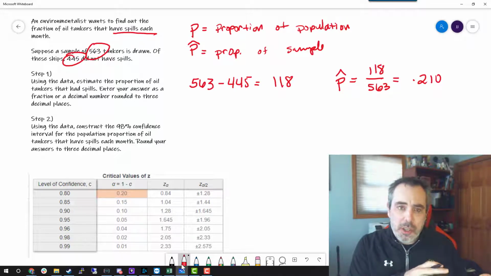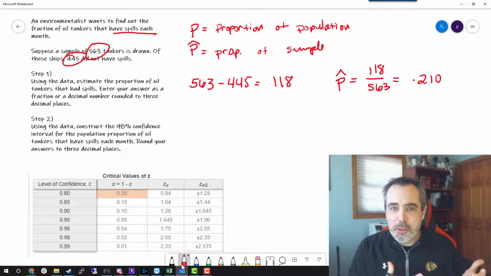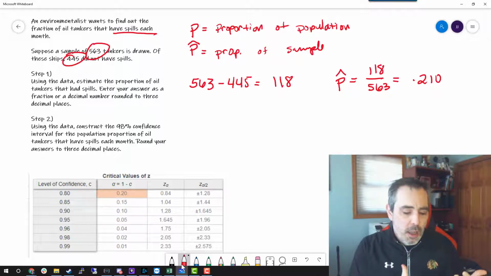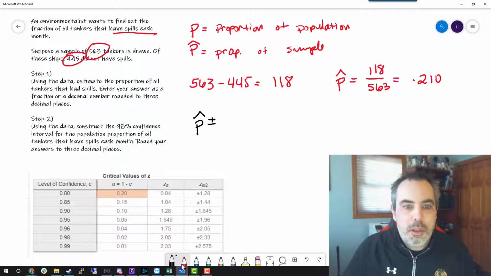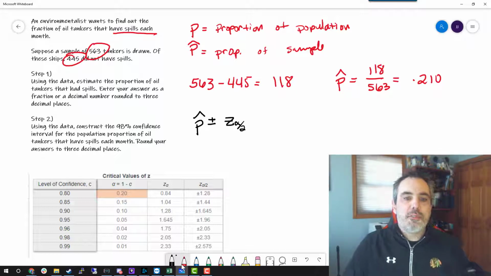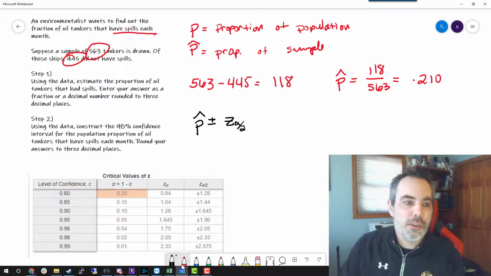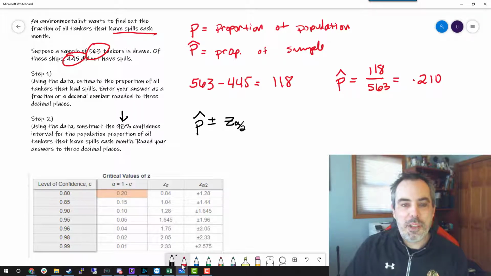We are going to use a couple of formulas. A few of them are review from previous sections where we are going to put this together to come up with a confidence interval. Now, the confidence interval by itself looks like this. You're going to take that sample proportion plus or minus a critical value. You recall from last time the critical value that you're looking for, in this case 98%, times the standard deviation of that population.